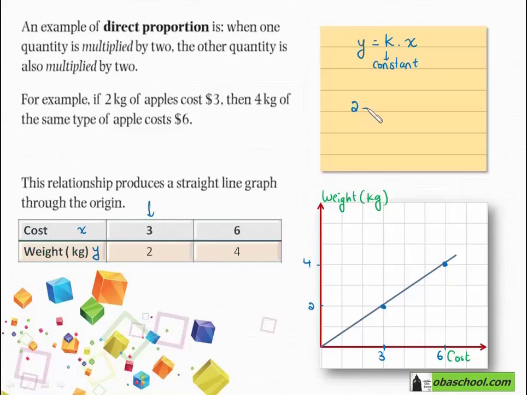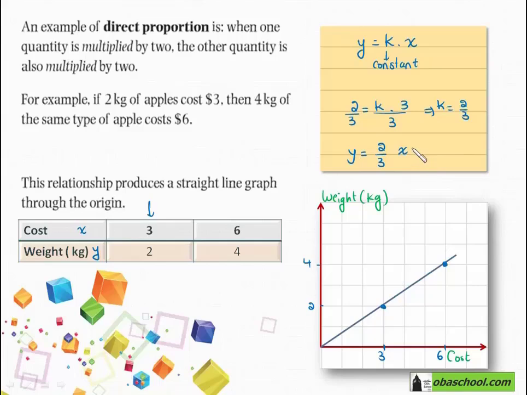In this case, y is 2 and x is 3. To determine the value of k, we substitute them in the equation y equals k times x. Now we divide both sides by 3, and then k will be 2 divided by 3. The mathematical representation in this case will be y equals 2 divided by 3 times x.